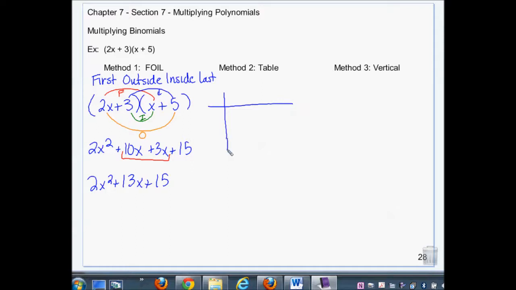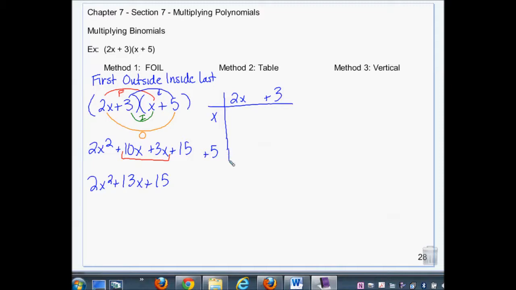So we write one of our polynomials across the top: 2x and 3, x and 5. And you'll notice I'm keeping the plus. The reason I'm keeping the plus is so that when there's a minus, you keep the minus and get your signs correct. You don't necessarily need to keep the plus, but if there was a minus, you want to be careful of that. Don't screw it up.